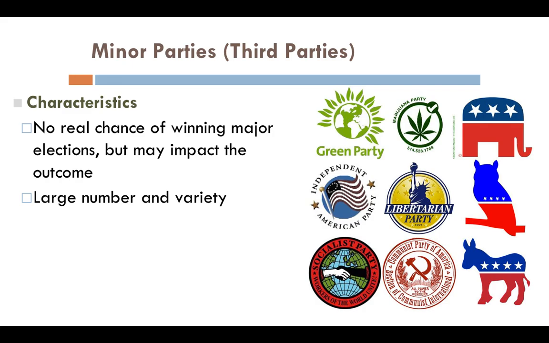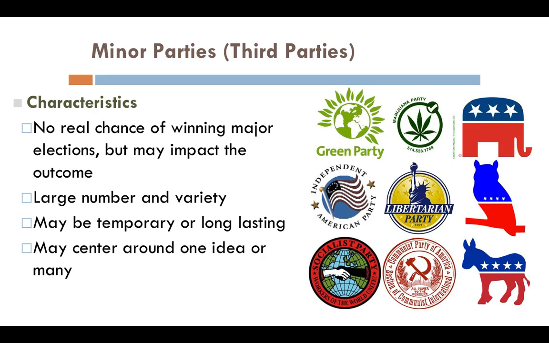Large number and variety. So you definitely have a lot of variety of political parties out there. There are minor parties, maybe temporary or long lasting. So some last for just a little while, others for a long time. For example, the Marijuana Party is a very recent party, whereas the Independent American Party is a longer lasting party. Many may center around one idea or many. So they could have just one focus, or they could have multiple different focuses.